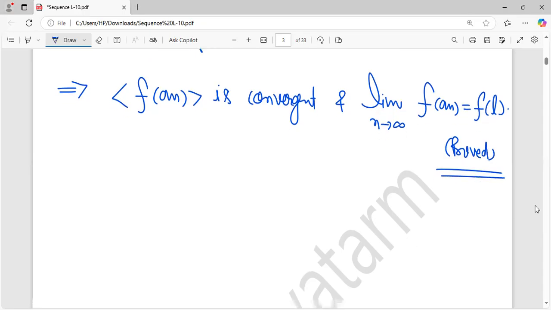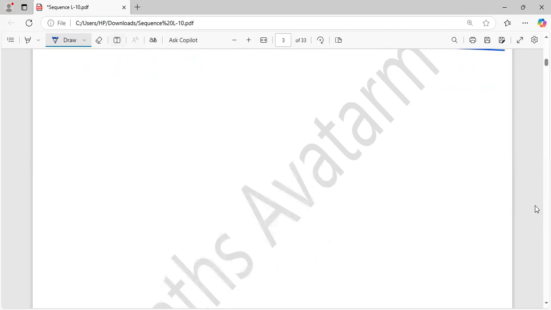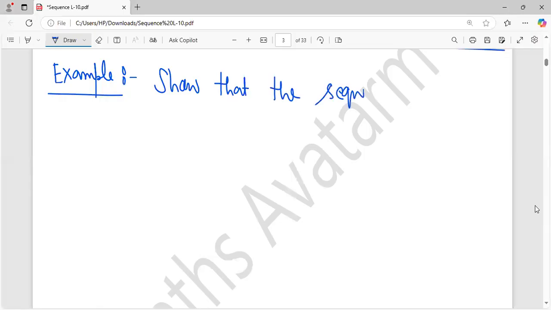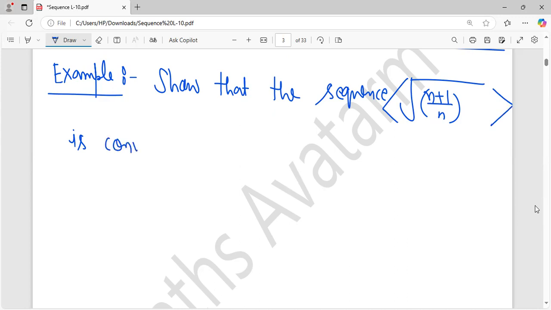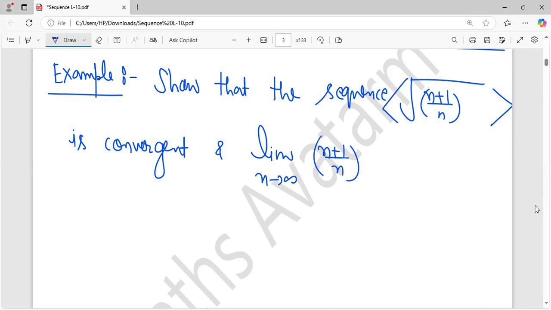Now, example. The sequence (n+1)/n is convergent, and the limit of this sequence (n+1)/n is actually 1.